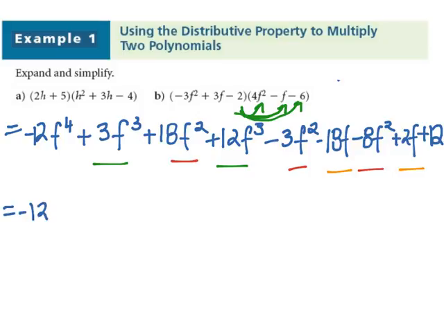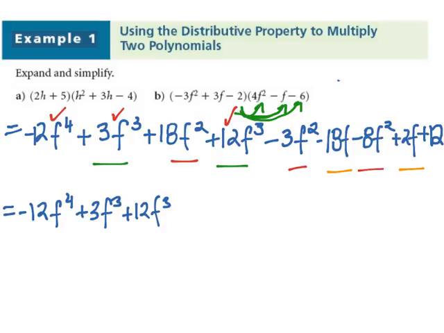We're going to rewrite negative 12f to the power of 4. And now in descending order, that means we're going to the powers that are lower than 4. We have 3f cubed, as well as negative 3f cubed, and positive 12f cubed. It's good practice to give yourself a little check mark that these terms have been written down to the next line of the expression.